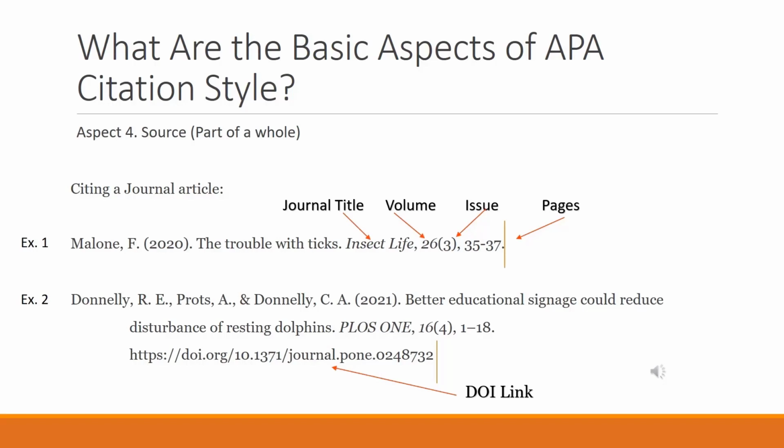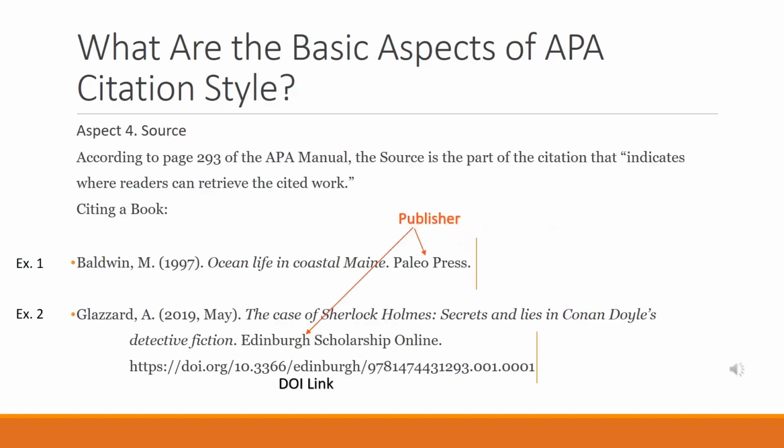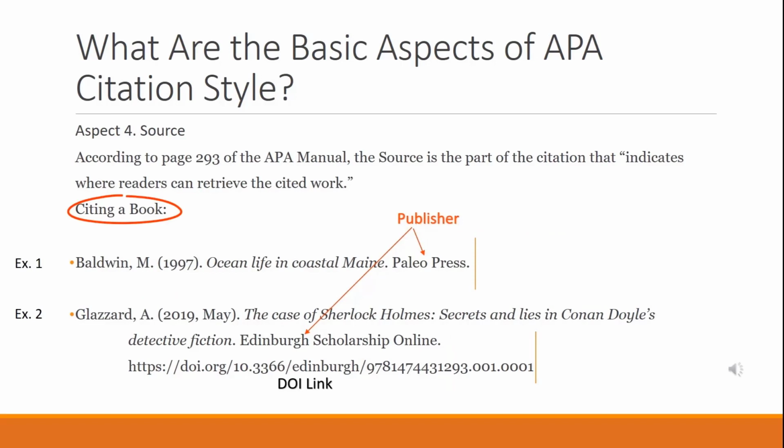In example 1, Insect Life is the journal name. 26 is the volume number, 3 is the issue number, and 35 to 37 are the pages. The second example we might deal with in the last part of the citation, called a source, is a book. Notice that the orange line is now at the end of the citation.